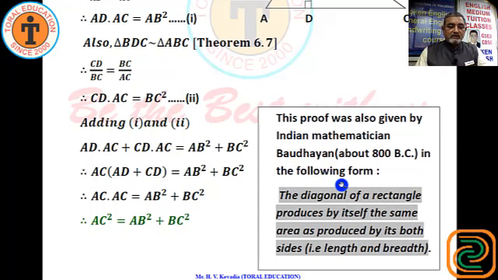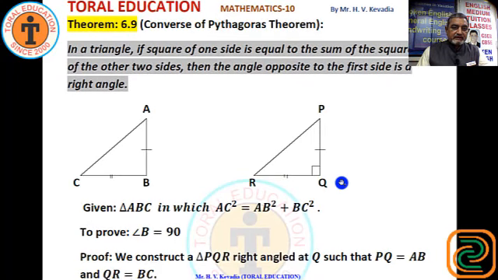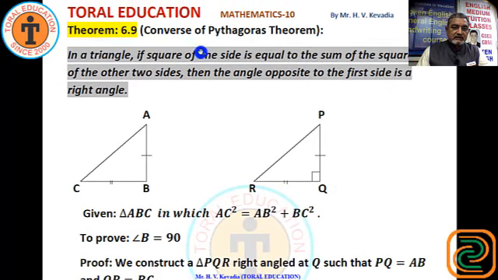Okay, now theorem number 6.9. This is the converse theorem of Pythagoras. Converse of Pythagoras theorem. Now, what does this say? In a triangle, if the square of one side is equal to the sum of the squares of the other two sides, then the angle opposite to the first side is a right angle.